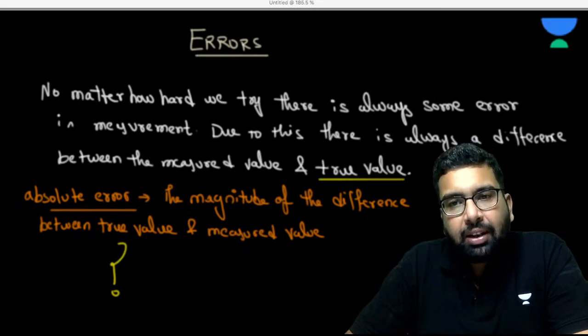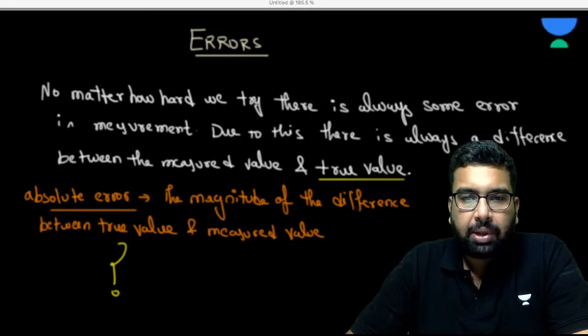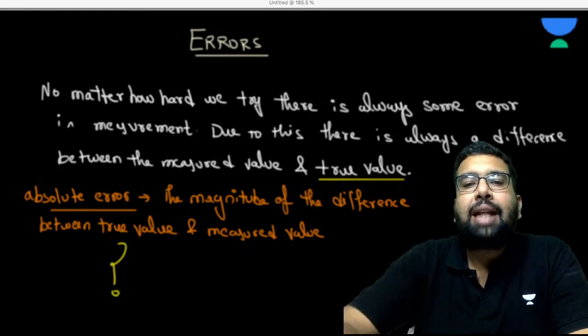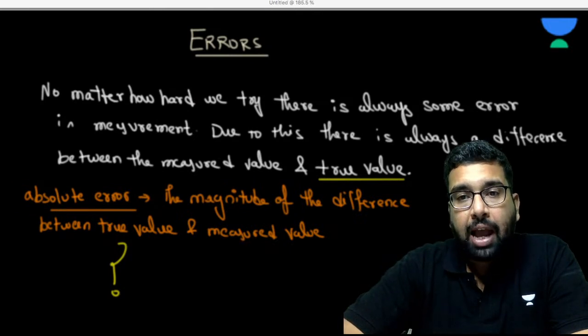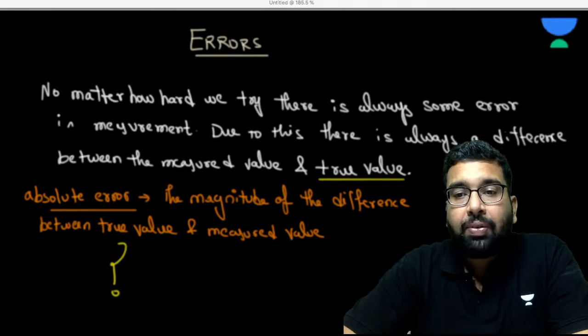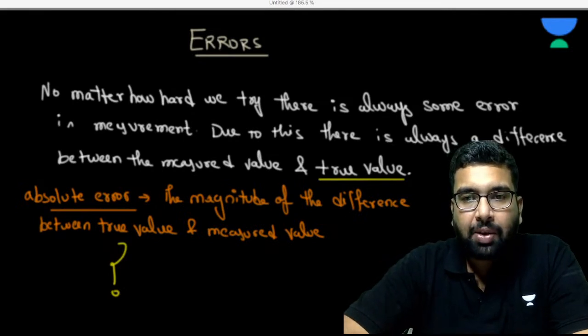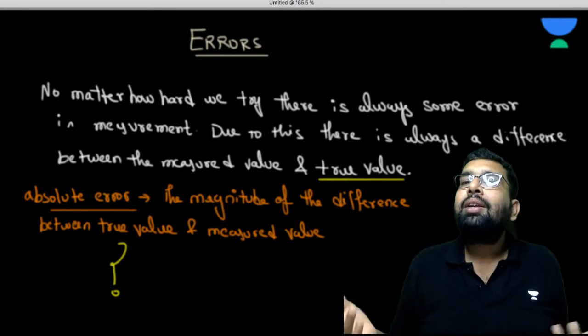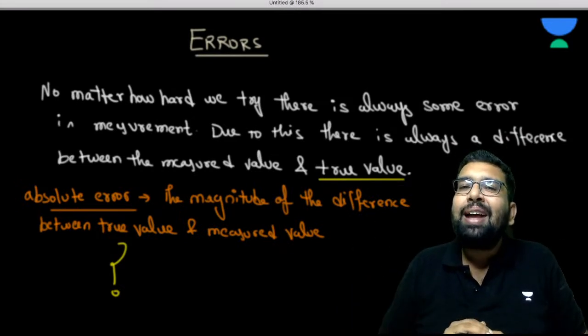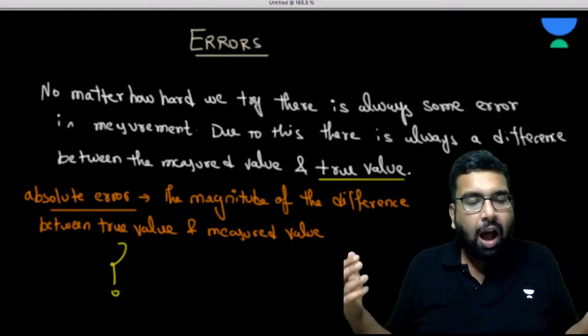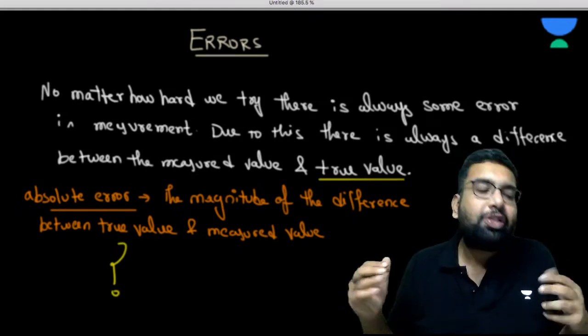When we are measuring something, it means that we don't know its true value. And no matter how hard we try, we can never get the true value. Now the question is, if we can't get the true value, from where are we going to get the absolute error? And unless we get the absolute error, how are we going to proceed in this chapter?